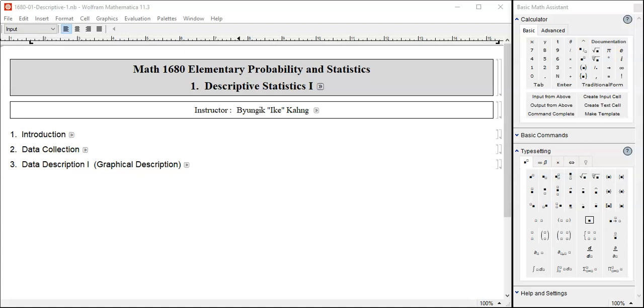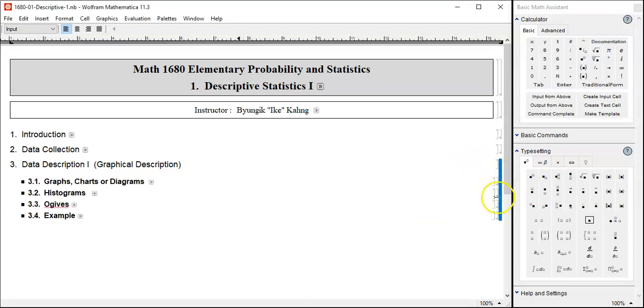Hello students, welcome back. Previously we studied histograms, including some advanced histograms, which is an optional topic. Now let's go to the next topic, which is OGIF.